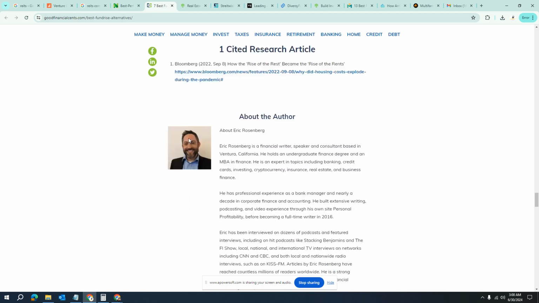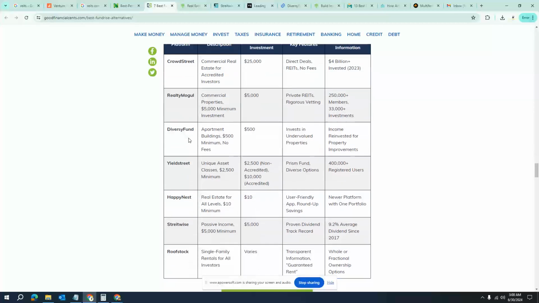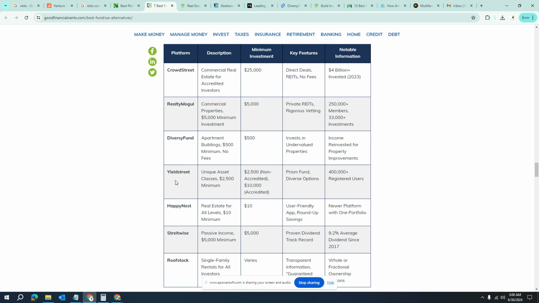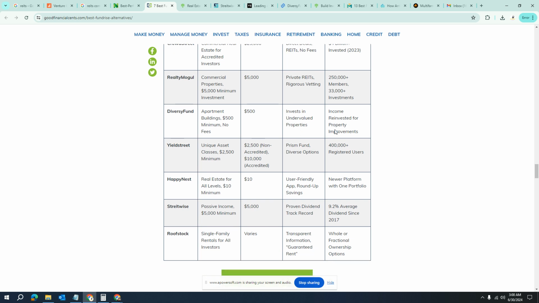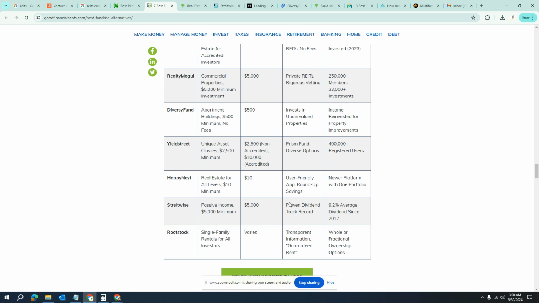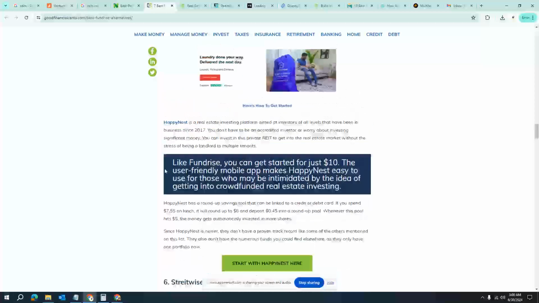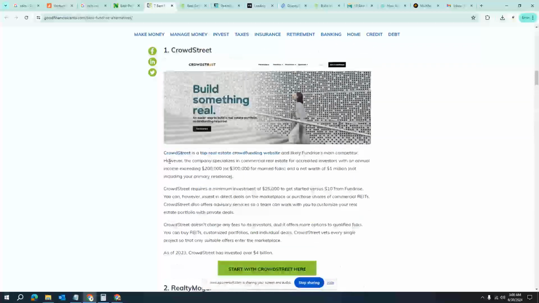There's a bunch of them out there. I'll show you right here. There's a bunch of REIT companies here, and it tells you the minimum, what they offer, the minimum investment, what kind of deals, and even how many members they have. So there's a bunch of them out there. You don't have to be wealthy and rich to start investing.